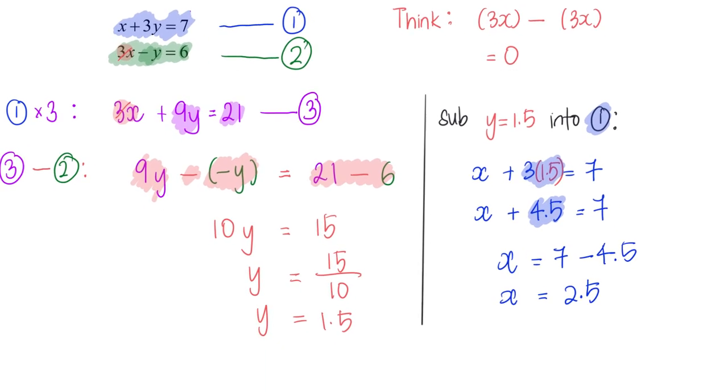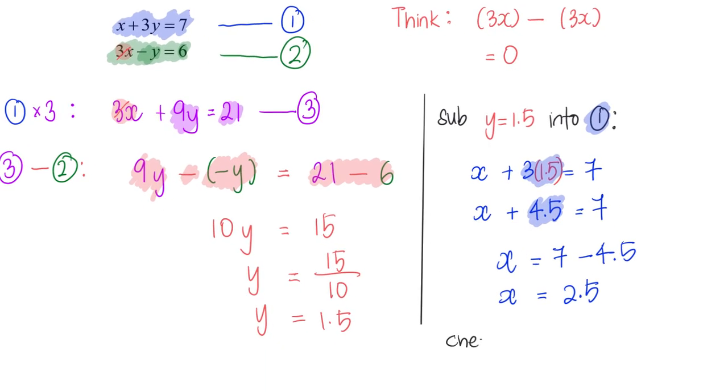And the last thing to do is for us to do a simple check, just to make sure our answers are good and correct. So I'm going to substitute into equation 2. Equation 2 is 3x minus y. And what is my x? 2.5. Minus away my y. What is my y? 1.5. And I press the calculator. Does this give me 6? Yes, it does. And therefore, our answer is correct.